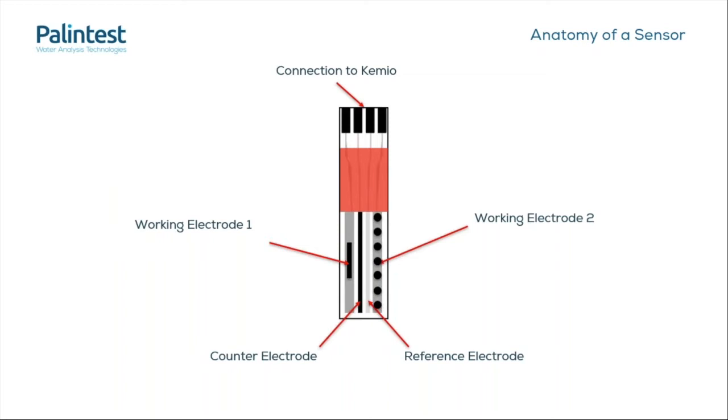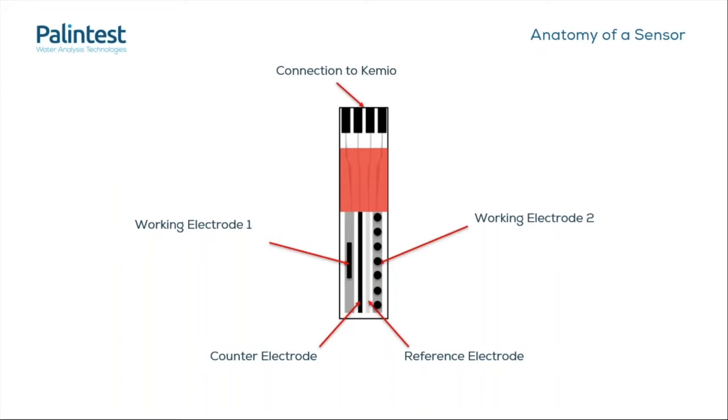Next, we have the counter electrode, which essentially completes the circuit. So, for instance, in a particular test, we may measure the current flowing between working electrode 1 and the counter electrode, or in another experiment with perhaps a different analyte, we will measure the current flowing between working electrode 2 and the counter electrode. And finally, we have the reference electrode, which does exactly what it says on the tin. It provides a stable reference voltage from which to measure from, because in electrochemistry, it's very important that you know what voltage you're applying to your system.